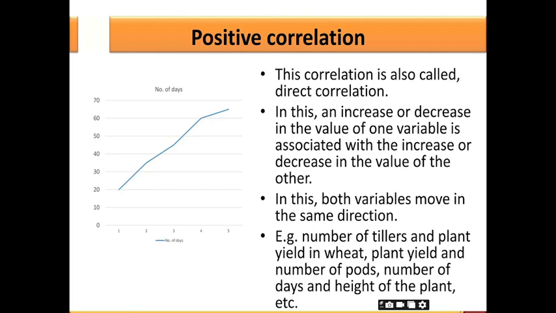So let's see positive correlation. This correlation is also called direct correlation. An increase or decrease in the value of one variable is associated with an increase or decrease in the value of another variable. In this, both variables move in the same direction. For example, the number of tillers and plant yield in wheat, plant yield and number of pods, number of days and height of the plant, etc.